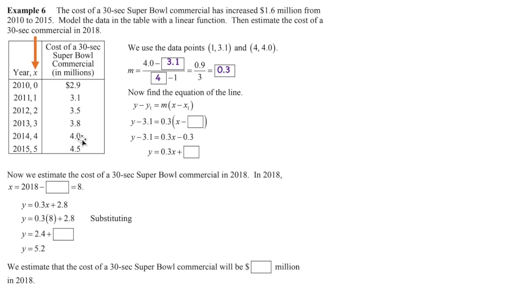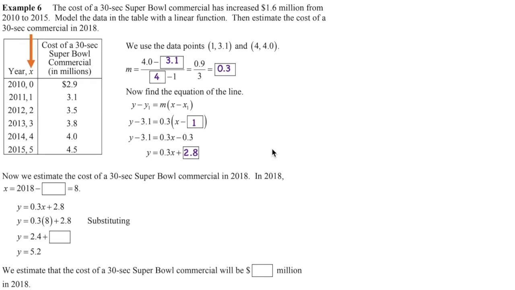Y minus 3 1/10 is equal to our slope of 3/10 times x minus our x value of 1. Let's distribute our 3/10 to get rid of the parentheses. Y minus 3.1 equals 0.3x minus 0.3. Add 3 1/10 to each side gives us y is equal to 3/10 x plus 2.8.